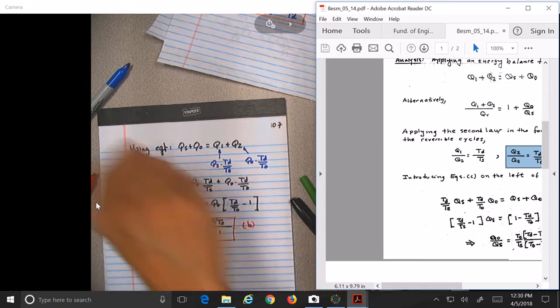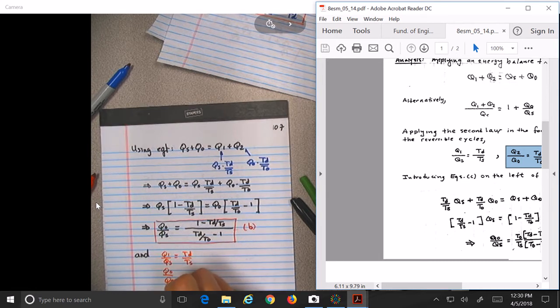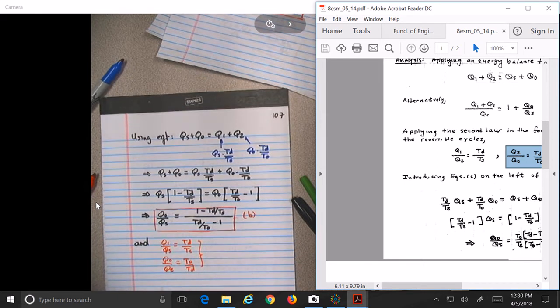Okay? And from these two expressions over here, Q1 over QS equals TD over TS and Q naught over Q2 equal to T0 over TD.